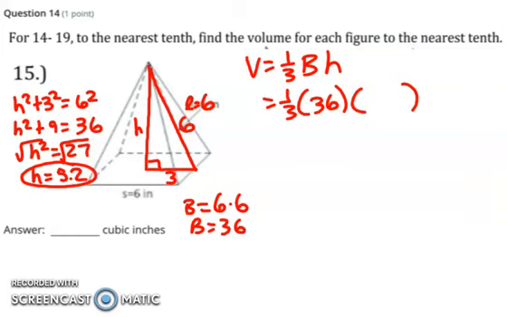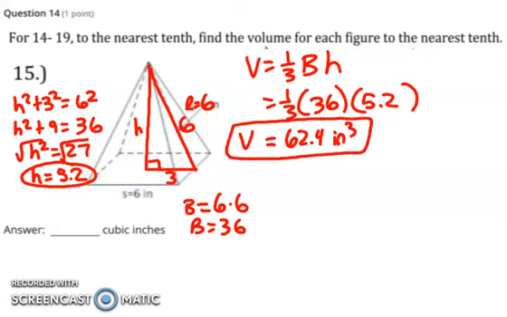Okay, and that's what we're going to use over here. So 1/3 times 36 times 5.2. That's going to give you about 62.4 cubic inches. So with pyramids and with cones, you need the inside height for volume.